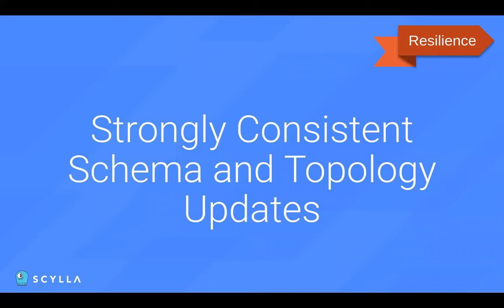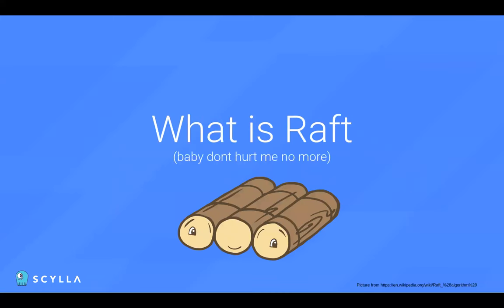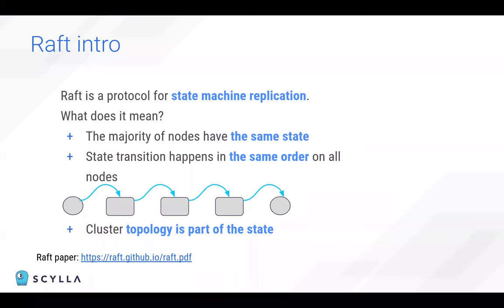And we'll start with strong consistency, Raft-based consistency that we added in 5.0 for both schema and topology. So let's start with a quick introduction to Raft. I won't deep dive into Raft. I just want to explain what it is. And if you're interested in exactly how it works, I highly recommend learning it. I actually did a webinar with Kostya, our lead Raft developer, a few months back, and he really deep dived into the Raft implementation. So if you are interested, I encourage you to see that.